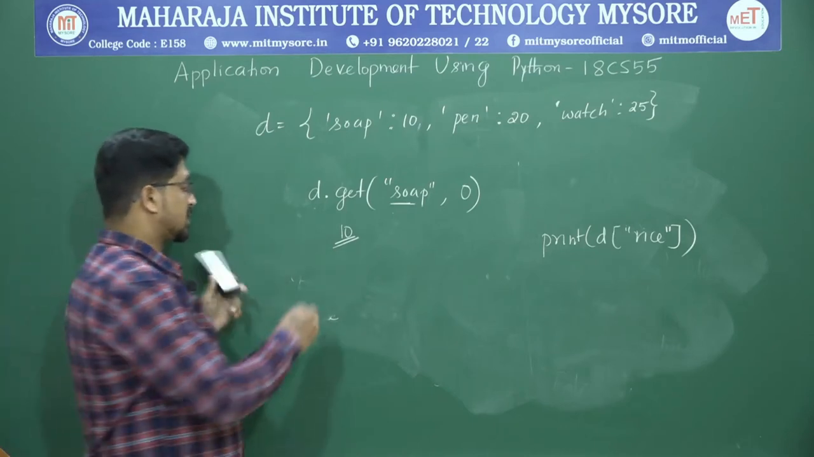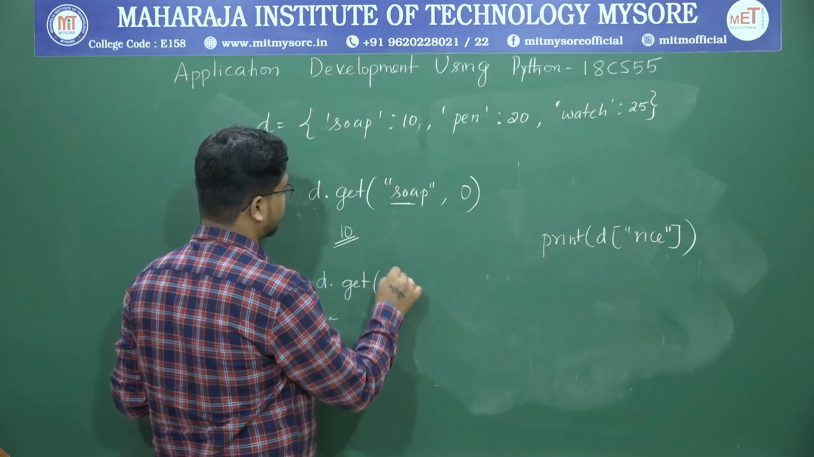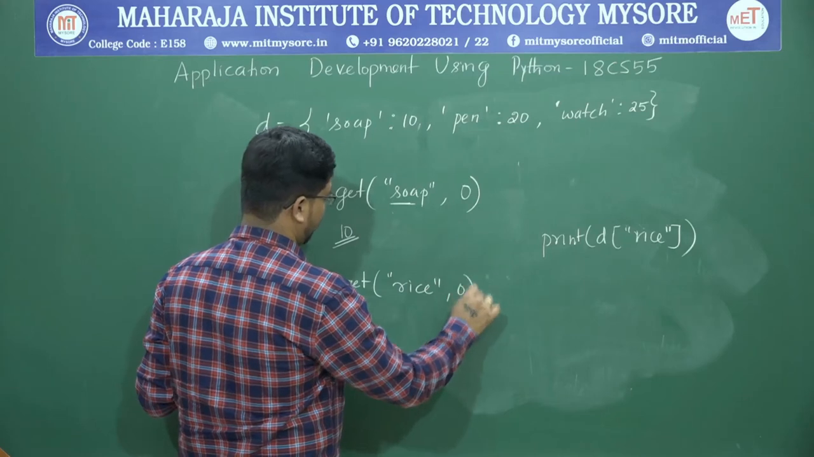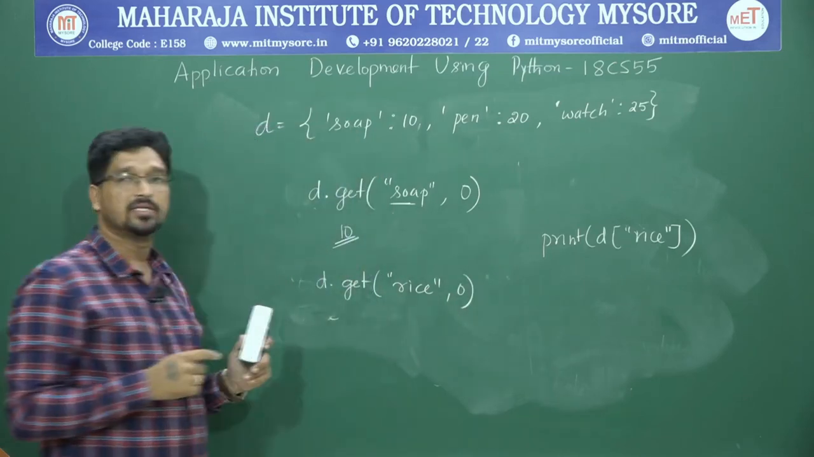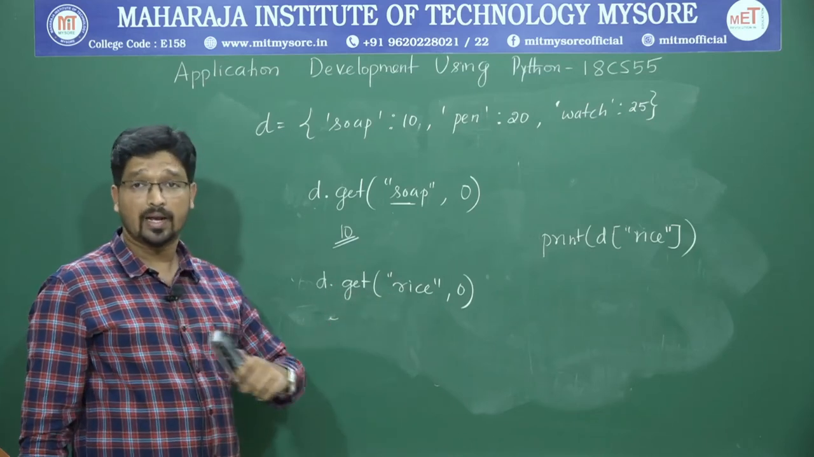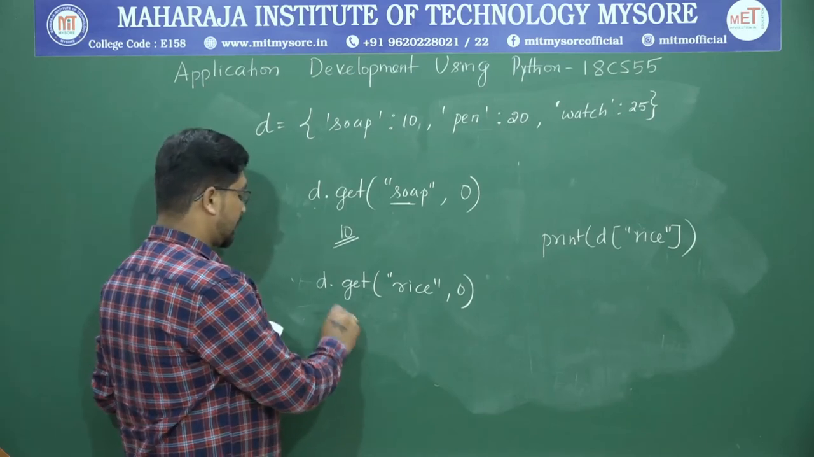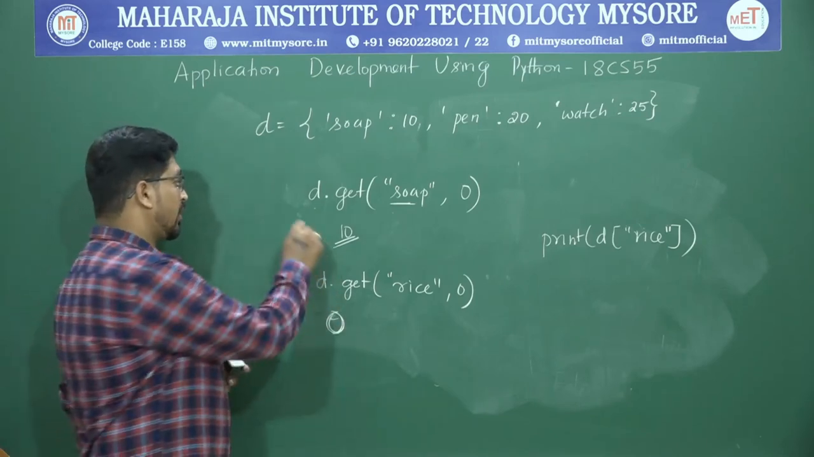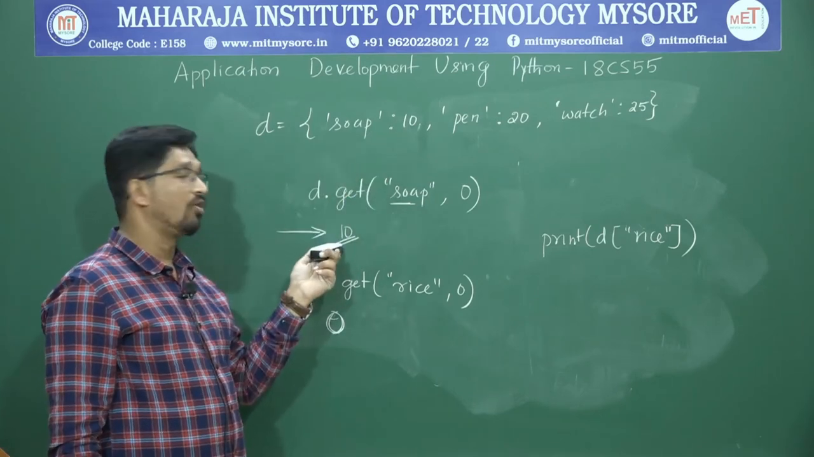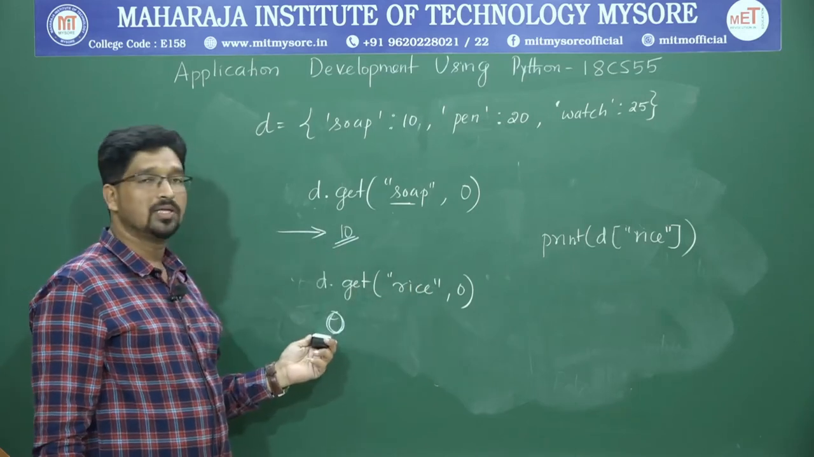If it does not exist, assume that I am saying d dot get of rice, comma 0. Does rice exist inside the dictionary? No, rice is not present. Now in such a case it will not display an error message, it will return back 0 as a result, whereas if the key exists, it will return the value of that particular key. Here it will return 0 as a result.